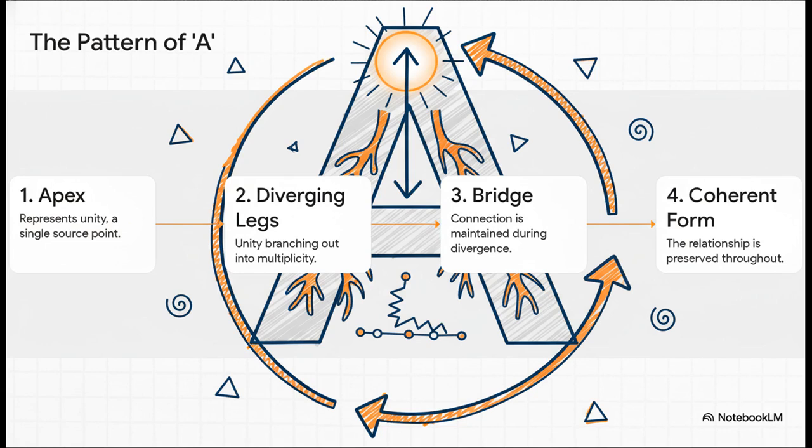Okay, so let's actually break this down. Take a really close look at the letter A. The idea here is that its geometry is anything but random. You see that apex at the top? That's unity, a single source point. Then you've got the two legs coming down from it. That's unity branching out into multiplicity, into many. And that little horizontal bridge in the middle, that's the connection that's kept between them. The whole thing, the entire shape, geometrically spells out the pattern of arising.